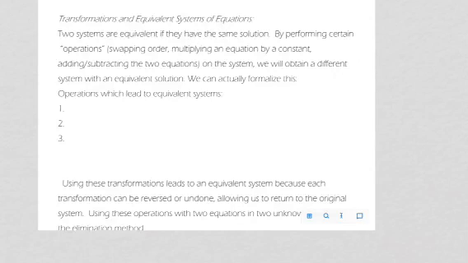We can actually formalize this. There are three operations that lead to an equivalent system. The first is you can swap two equations. So swapping the order of two equations. This might sound nonsensical, but all it really means is if you have two equations that you are finding the solution to, one of the ways to find the solution is by graphing them. And then it doesn't matter the order in which you graph the two equations. So you are allowed to swap the order of the two equations and nothing bad happens.